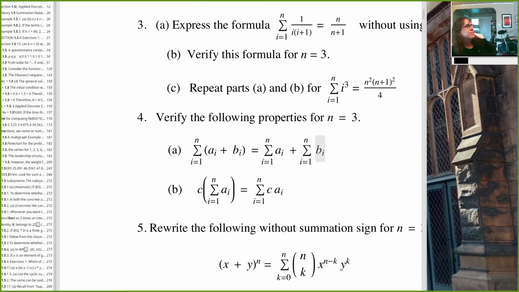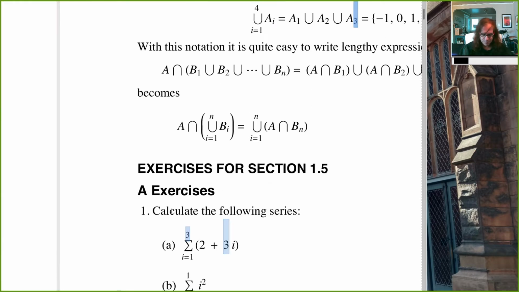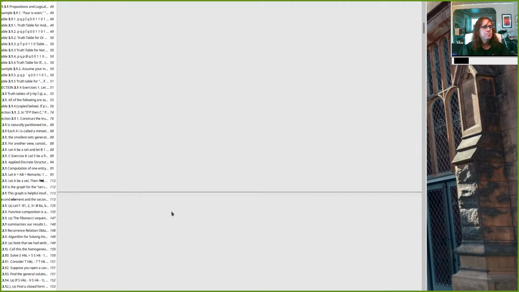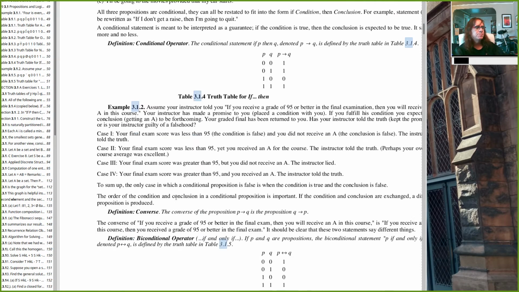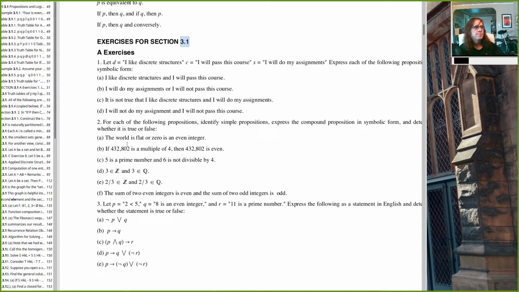Let's see. This is good. Lots of questions. 1.5.4, good. 3.1.2. For the one where it asks if those propositions are true or false, you can just say true or false. Unless it asks for a truth table, you don't have to supply one. So yeah, determine whether it's true or false, you can just state it.